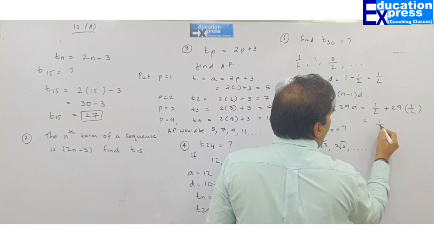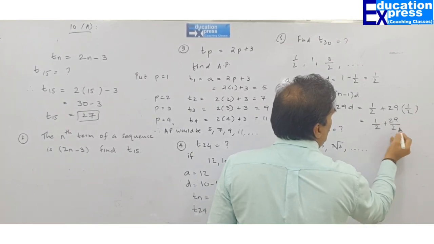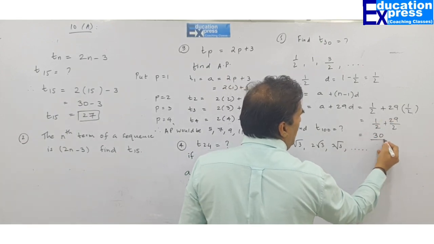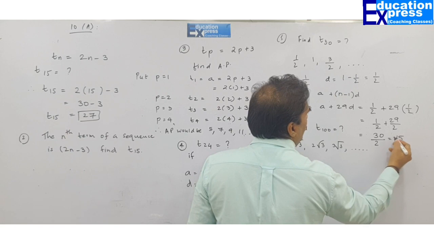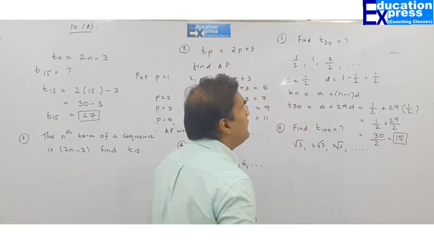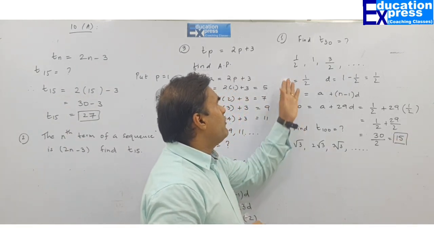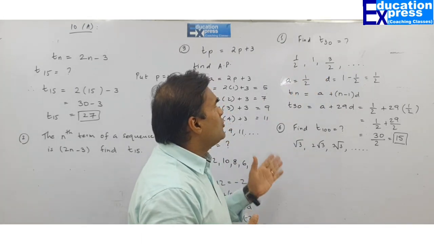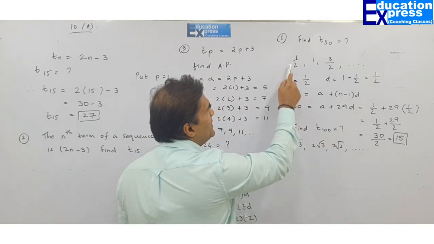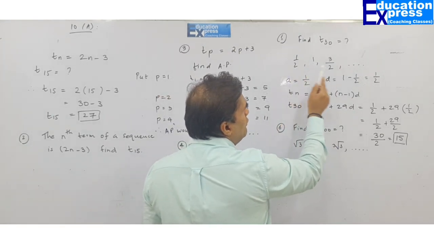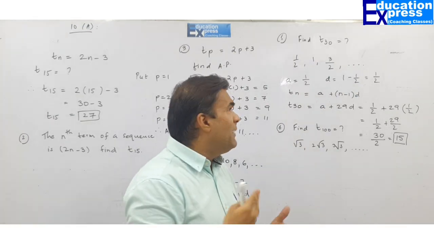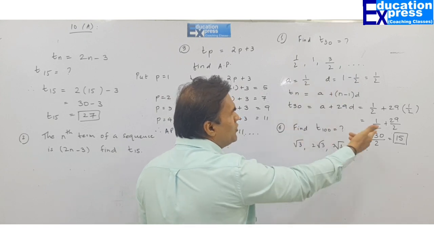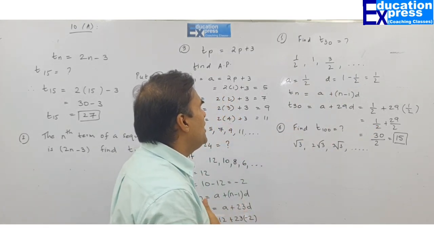So you get 1 upon 2 plus 29 upon 2. That is 30 upon 2, which is 15. So, my dear friends, if you notice, the question at the face of it seemed as if we have got fractions. But it was not bothering us at all for a simple reason that we knew A and we knew how to find D. D is the second term minus the first term. Formula for Tn and then substituting these values, we got the value of T30.